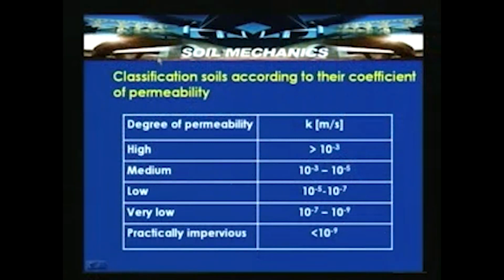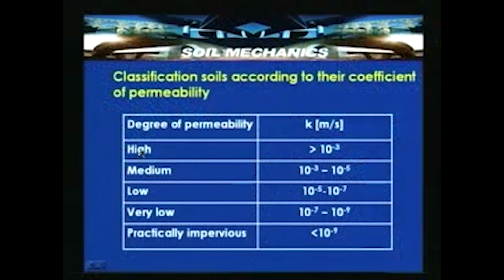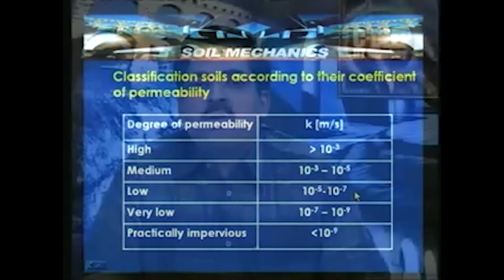Based on the discussion we had, we can classify the soils according to their coefficient of permeability. The degree of permeability can be said to be high, medium, low, very low or practically impervious. High, we can say, if the permeability is 10 to the power of minus 3 meter per second, practically impervious if it is less than 10 to the power of minus 9 meter per second. Low is 10 to the power of minus 5 to 10 to the power of minus 7 meter per second.